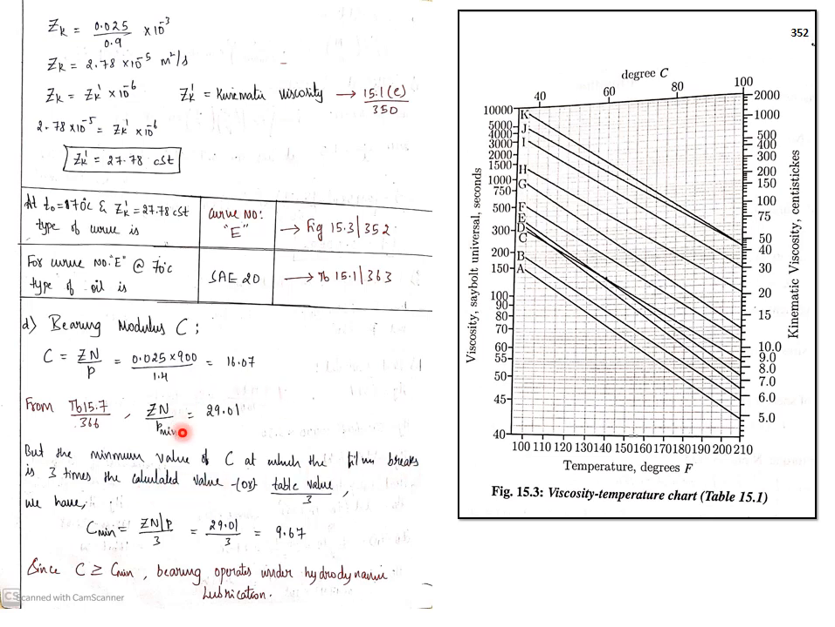It means you have to divide it by 3, in such a way that this C value must be greater than this value. Then the bearing operates under hydrodynamic lubrication. That is a statement you have to give. This is a little bit important step.